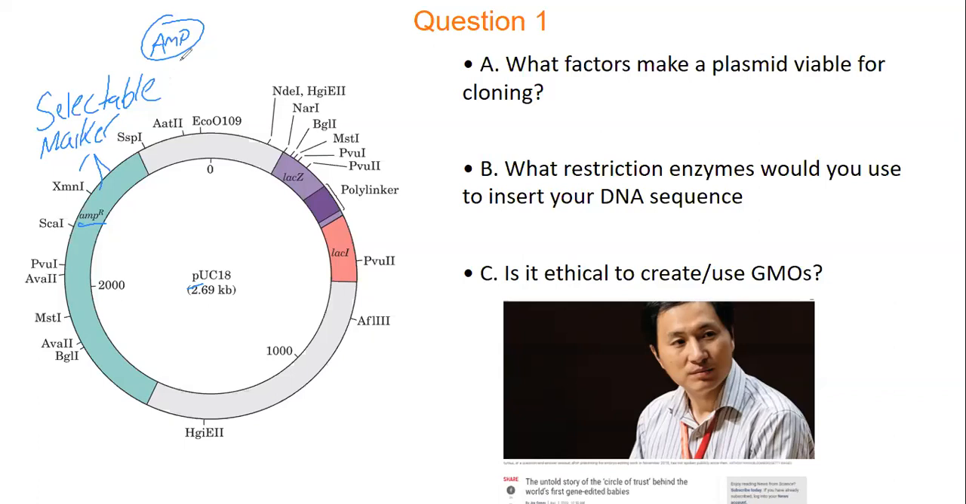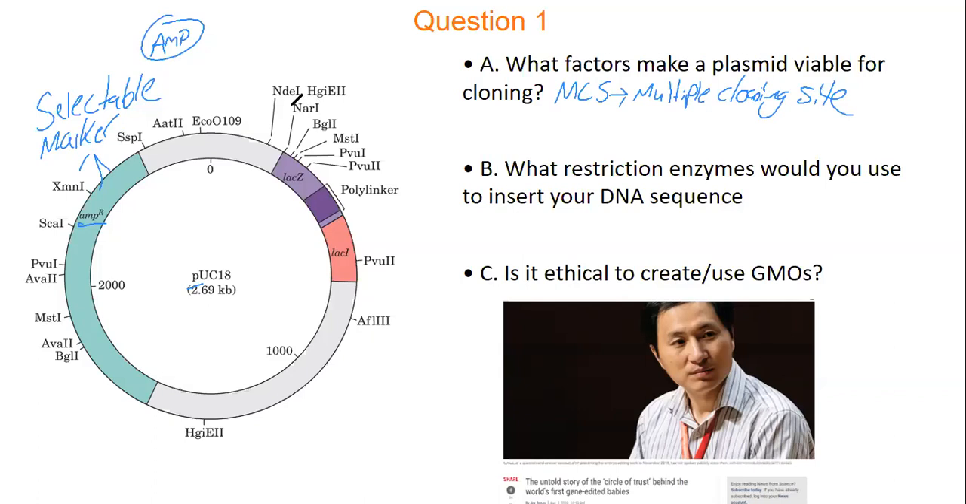Two, you need what's called a restriction site, or multiple cloning site, MCS. Multiple cloning site. Cannot spell. So what an MCS is, is just an area in your plasmid that has a lot of restriction enzyme sites.